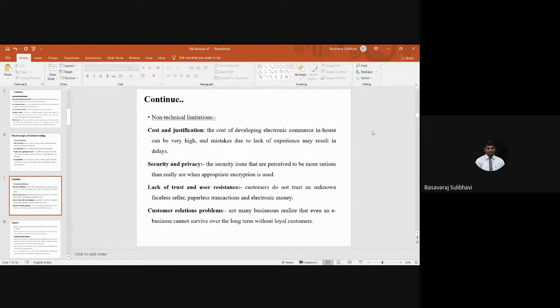Then trusting is very difficult, especially, as I told you, people. If you see all the disadvantages or limitations and the technical limitations furnished above, I think this third one will be getting support from them. Then customer relationship problems. When we talk about business done face to face at a certain place between the seller and the customers, you can expect a good relationship.